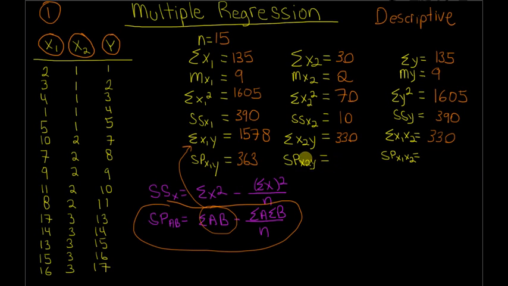And then do the same for the sum of products x2y, and you're going to get 60. And then do the same for the sum of products x1x2, and you should get 60. So we've covered all of our descriptive statistics. We have our sum of squares, we have our sum of products. Now we're ready to go on to calculate our regression equation in the next section of this video series.